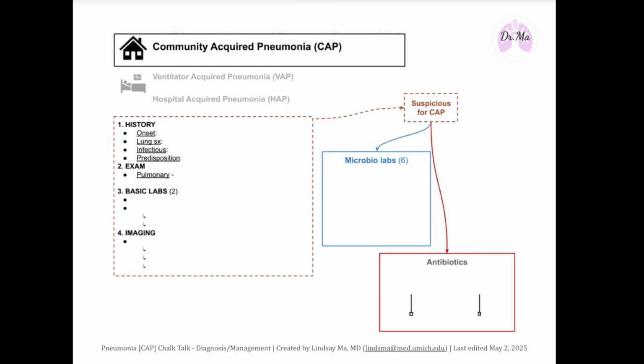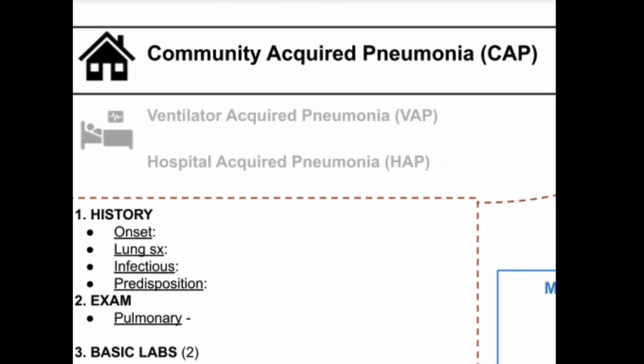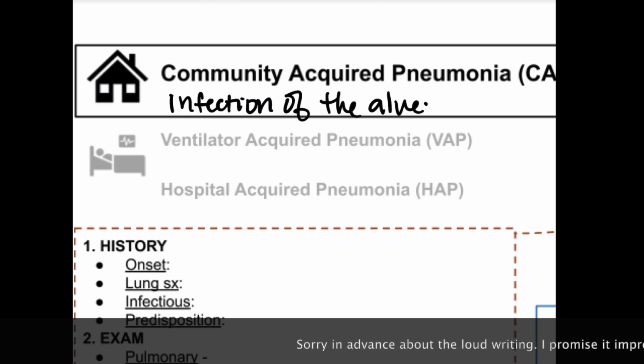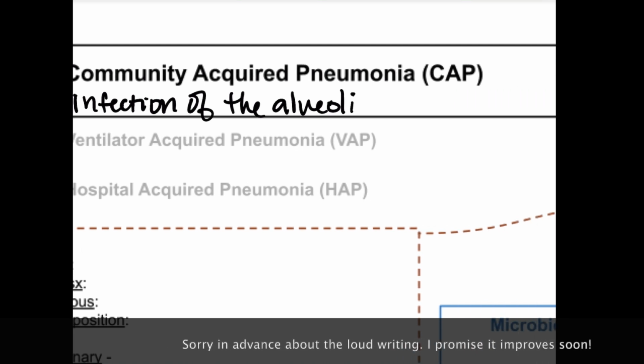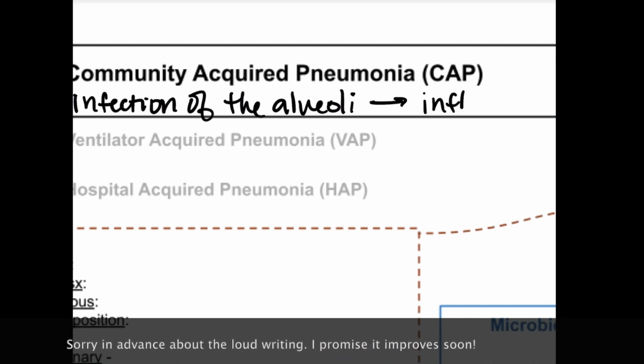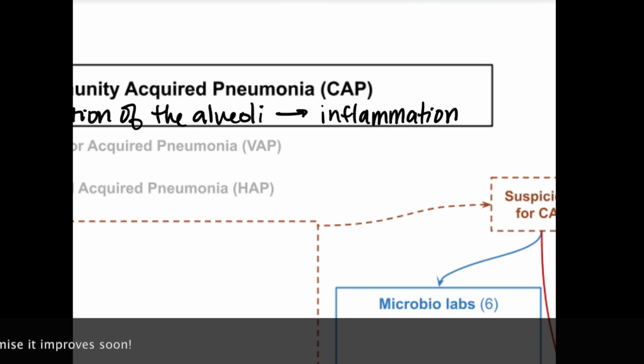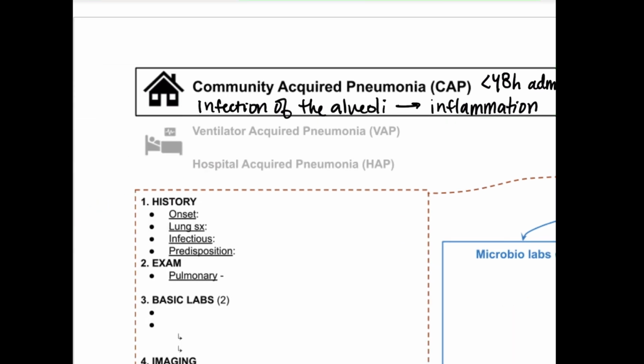To start, what is pneumonia in a physiologic sense? Usually, I define pneumonia as infection of the alveoli, which ultimately leads to things like inflammation and some other consequences. It also has to be less than 48 hours since admission to be specifically community-acquired pneumonia.